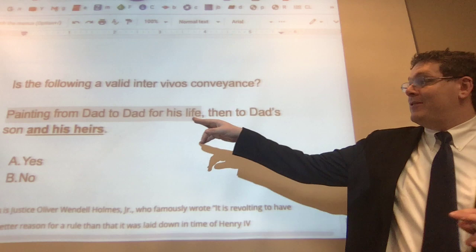There's a quote in your book from Oliver Wendell Holmes, who you will surely read about at some point this year. And he says, it is revolting to have no better reason for a rule than it was laid down in the time of Henry IV during the 1500s. It is still more revolting if the grounds on which it was laid down have vanished long since, and the rule simply persists through imitation of the past.